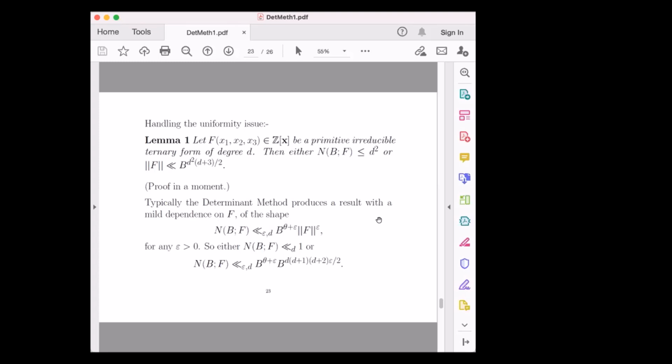Well, typically, what the determinant method produces in the first instance is a result that does have a dependence on f, but in a mild form. It will produce something which says you have a bound B to the theta plus epsilon, where theta might be 2 over d, for example, and then a power of this height of f to the power epsilon for an arbitrarily small epsilon, with an implied constant that depends on epsilon. But in the first instance, you do get something that does depend on the form f.